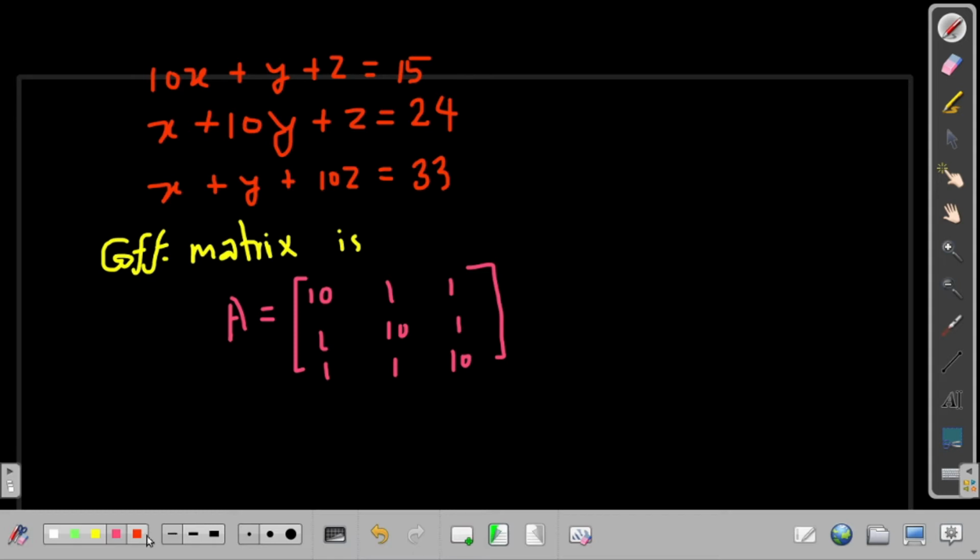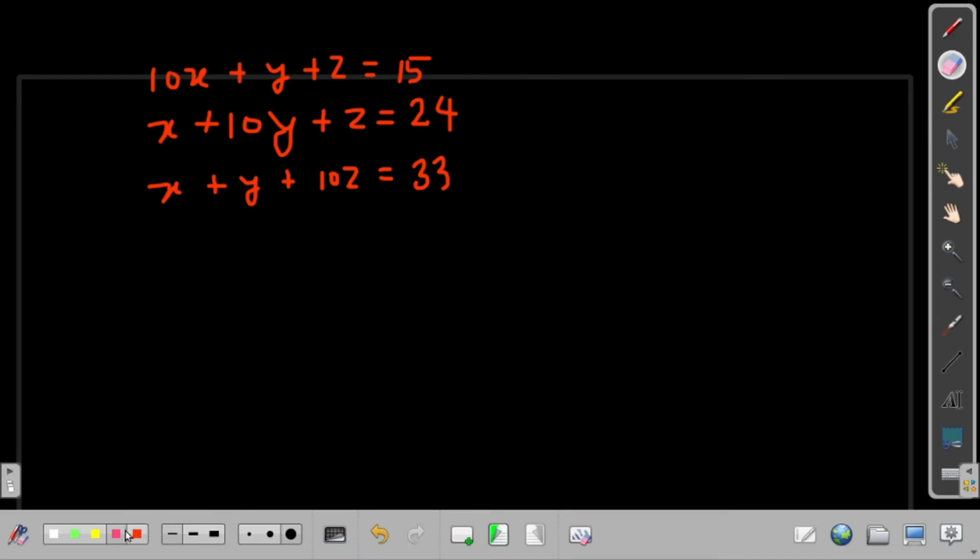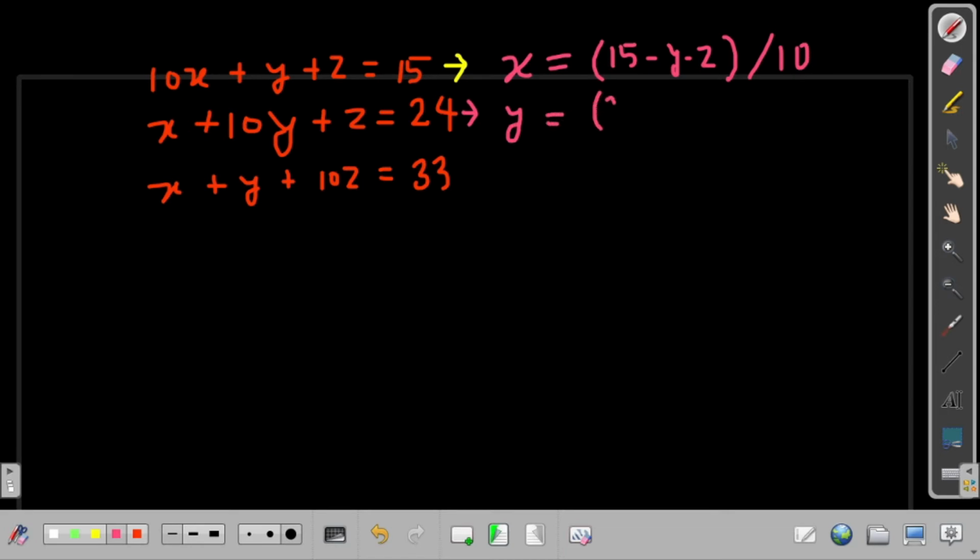To apply the Gauss-Seidel method, we determine the values for x, y and z. We write the expression for x from the first equation, and x will be equal to 15 minus y minus z, divided by 10. This will be the value of x. y will be equal to 24 minus x minus z, divided by 10. And finally, the value of z will be equal to 33 minus x minus y, divided by 10.